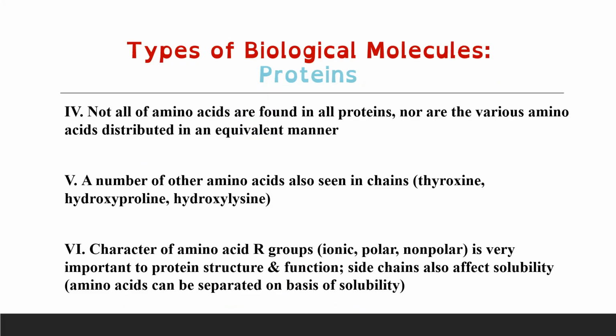Next, information about proteins. Not all of your amino acids are found in all proteins, nor are the various amino acids distributed in an equivalent manner. And then a number of other amino acids are also seen in chains, like thyroxine, hydroxyproline, or hydroxylysine. Also, the character of amino acid R groups or side chains, whether ionic, polar, or nonpolar, is very important to protein structure and function. Thus, the side chains also affect solubility. So, amino acids can be separated on the basis of their solubility.